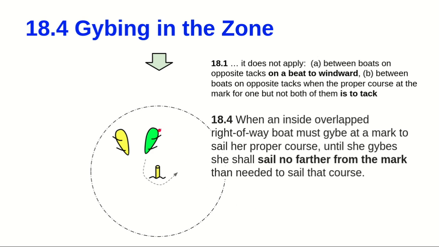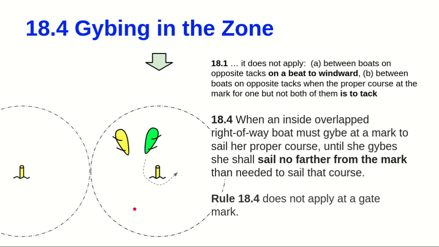So here we have green on starboard, yellow on port. Green is owed mark room by yellow, but that doesn't mean that she can keep sailing all the way out here and take yellow miles away from the mark, because 18.4 says if she's required to jibe at the mark to sail the course, and she is, then she must jibe at the mark and sail no further on. So she's got to go around.